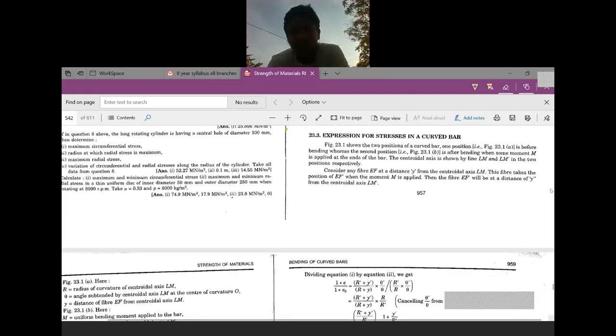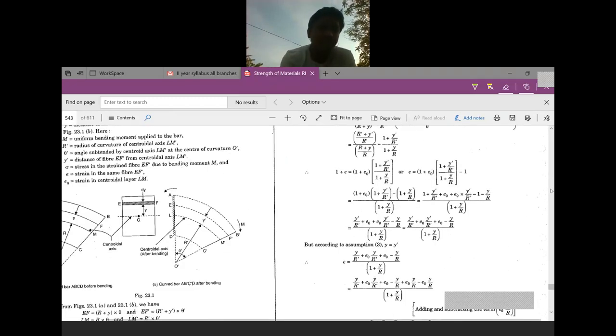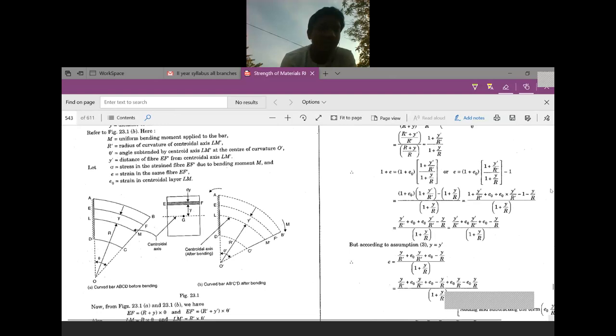So the expression for stress in curved bars. When you see here, he is considering the curved bar ABCD before bending. He is considering this is the curved bar.